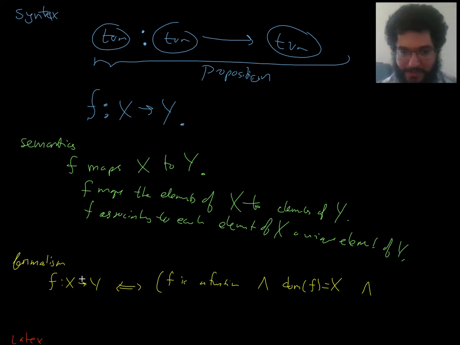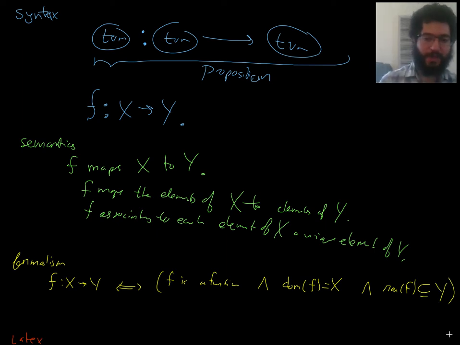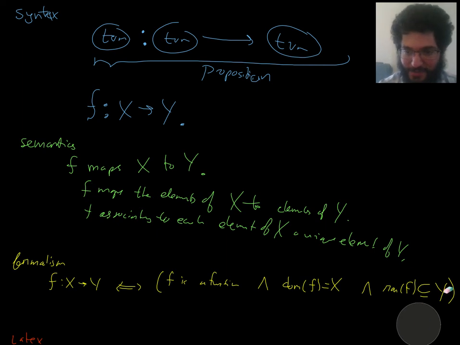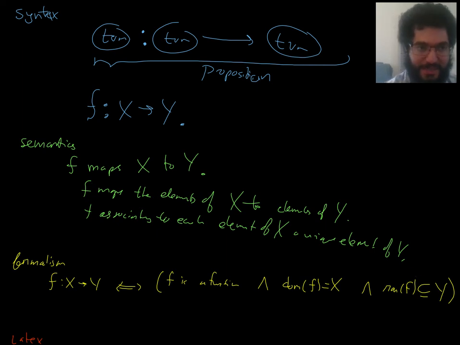But there's another part to it, which is the Y part. And you might think that this is going to say range of f equals Y, but no. It says range of f is a subset of Y. And if that bothers you, just wait. Eventually you will see that this is a good way to define the notation.